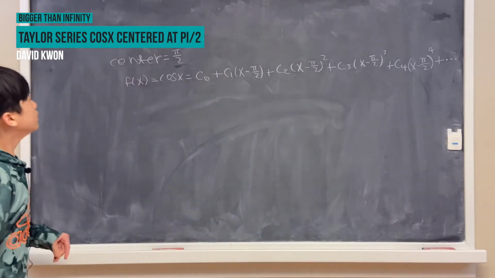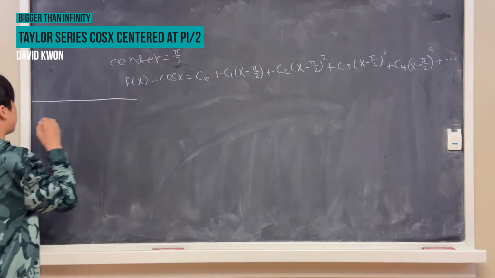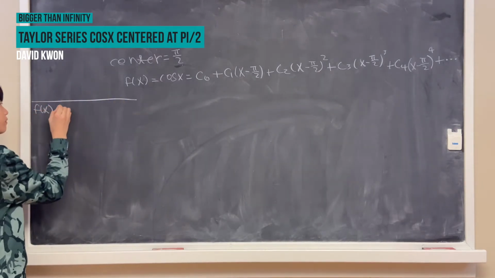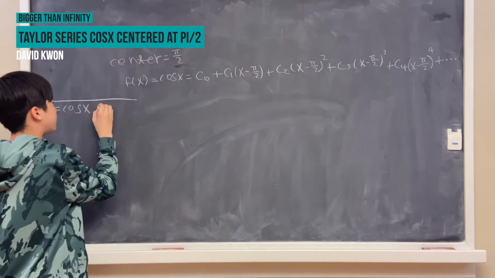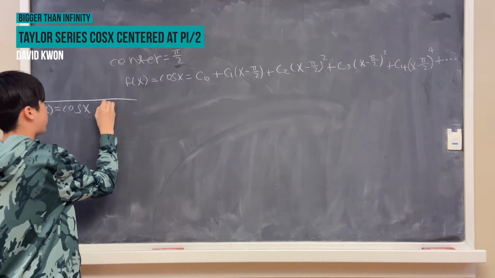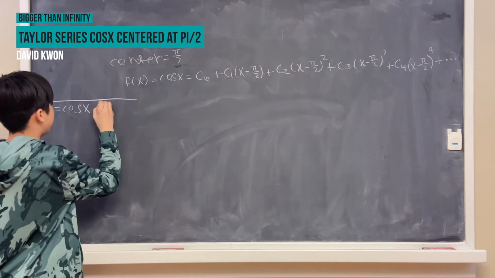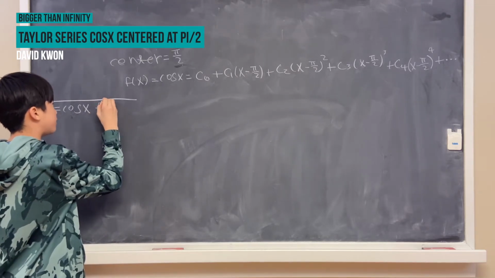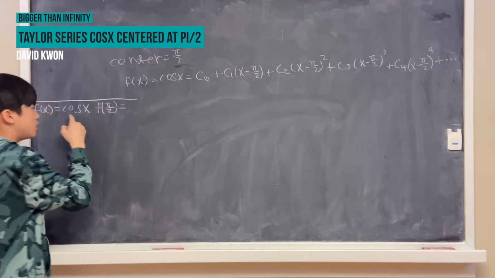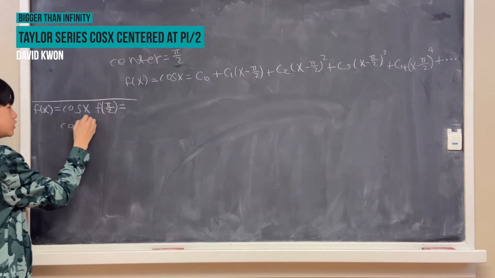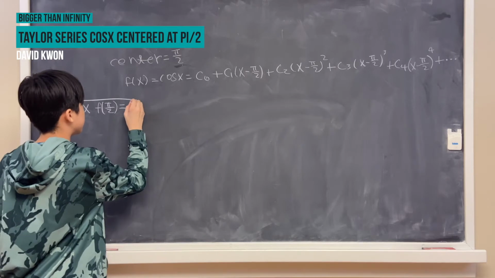So setting all of that aside, we will write down our function cosine x, and then when we substitute x with pi over 2, we have f(pi over 2) equal to cosine pi over 2, which is 0. So our f(pi over 2) is 0.